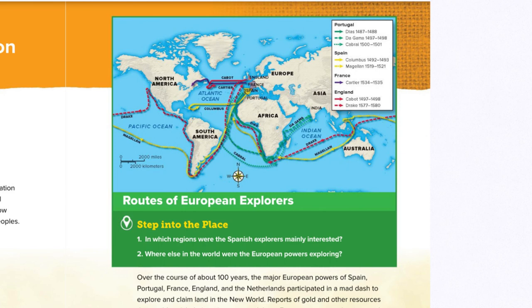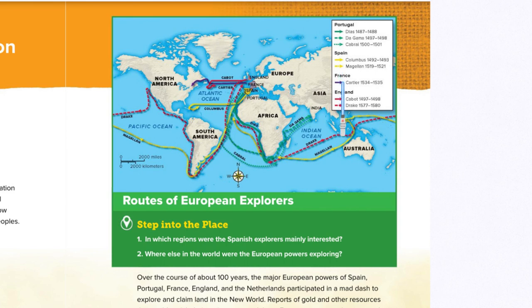So to answer the question, where did Spanish explorers mainly go, or where were they mainly interested? We're going to need to look at the yellow right here. So if we look at the yellow, we can see that the Spanish were here in the Caribbean, and we can trace this around, and they went around over here to Africa and then back around to Spain. So it looks like, according to this map, that they were really interested in finding a route around to Spain or around the world.